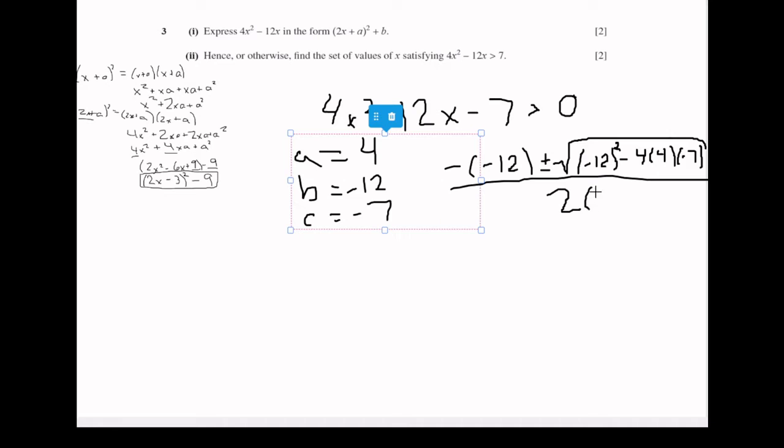This time our a really matters because it's not just 1, like a lot of other questions. So we can actually just start solving this manually if you want to. So this would be 12 plus or minus the square root of negative 12 squared, which would be 144.